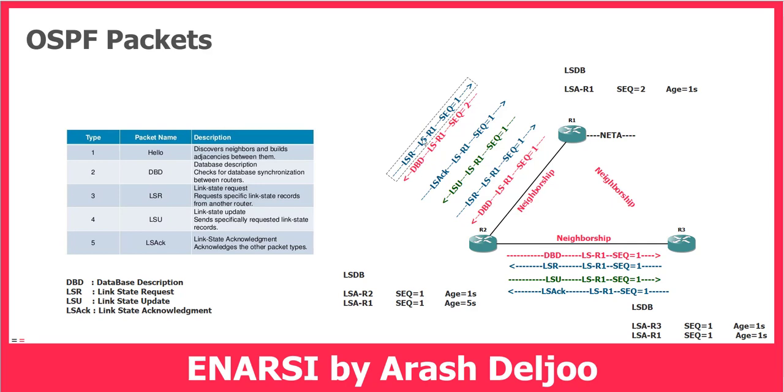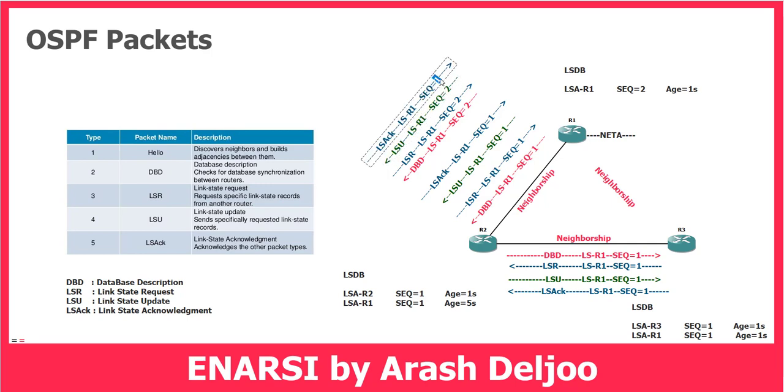for the link state of R1 with the sequence number 2, and then we have again the link state update, link state of R1, sequence number 2, and finally a link state acknowledgement from router 2 to router 1. This is the link state of router 1, but the sequence number is 2.